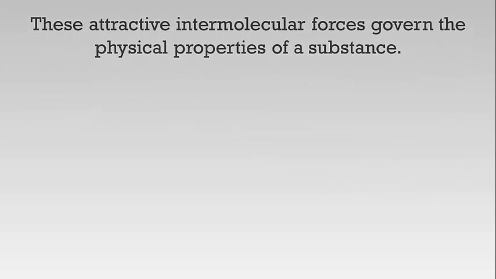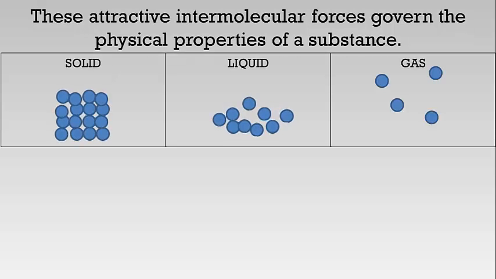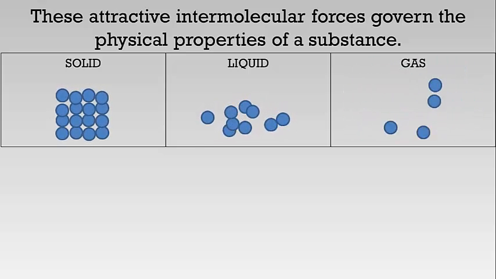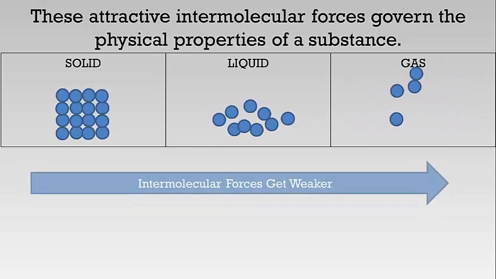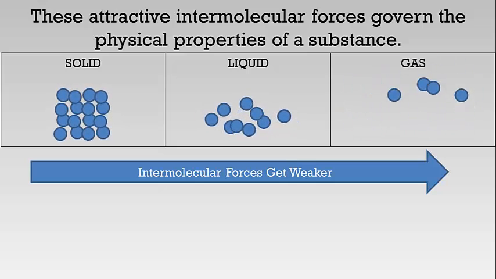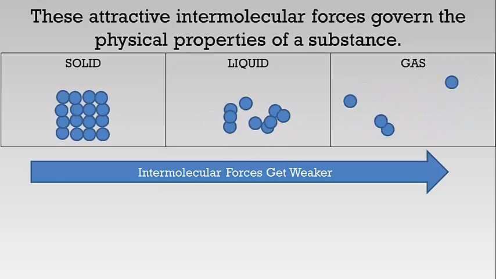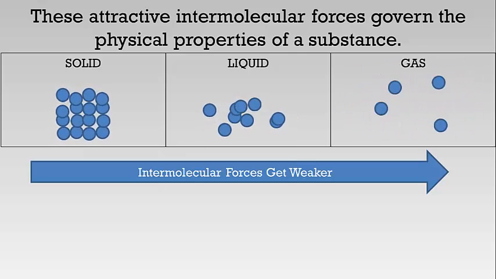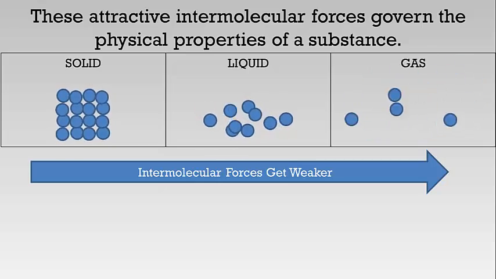Now, these attractive intermolecular forces govern the physical properties of a substance. In a solid, you have a bunch of atoms that are attracted to each other, vibrating in place. In a liquid, the particles are able to move a little bit farther from each other, and in a gas, the particles are moving all over the place, very far apart from each other. As we go from solid to liquid to gas, those intermolecular forces are getting weaker. This is going to affect the properties of the substance.